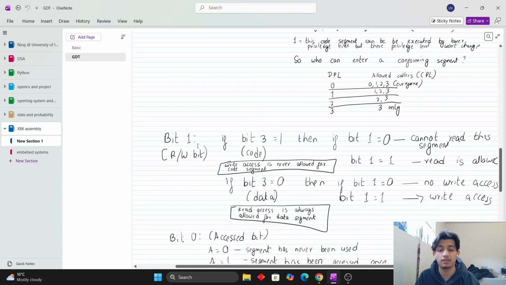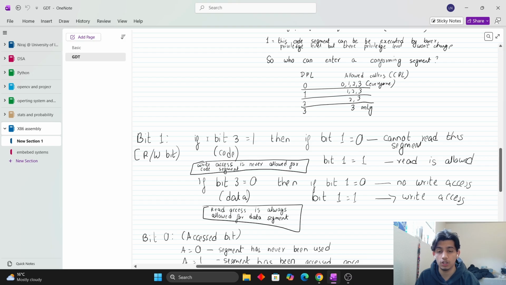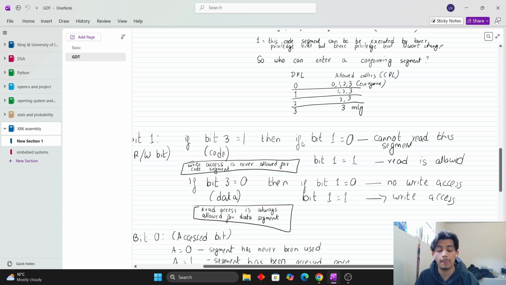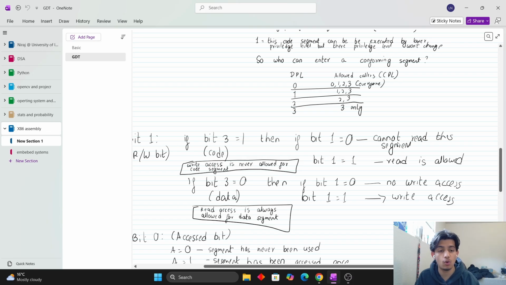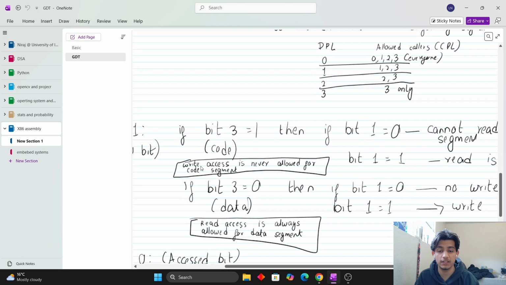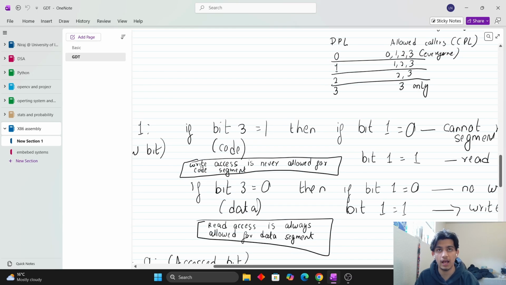Now let's look at bit 1. If bit 3 equals 1, it tells us that it is a code segment, right? So if bit 1 equals 0, the code segment is not readable. And if bit 1 equals 1, given that bit 3 equals 1, the code segment is readable. One important thing is that we are never allowed to write into the code. Write access is never allowed for a code segment.